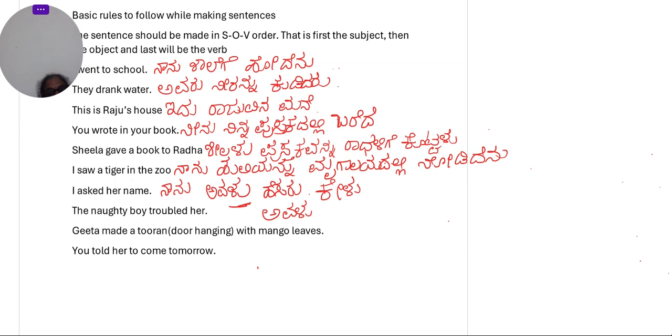plus A, we have to add. That is the sixth. The sixth Vibhakti is for the relationship. Name is related to her. Okay, and Hesaru is the object, for which we will add the second Vibhakti, Annu.